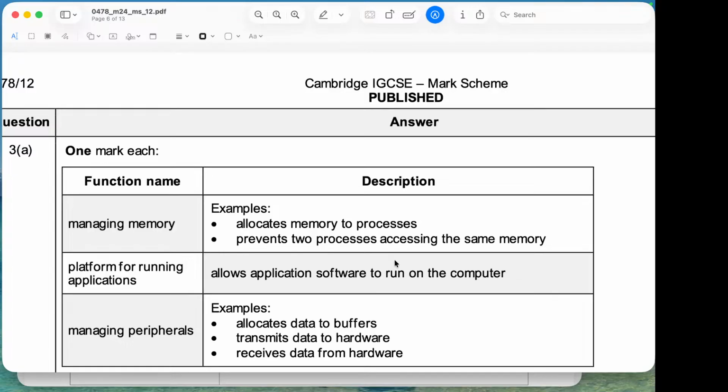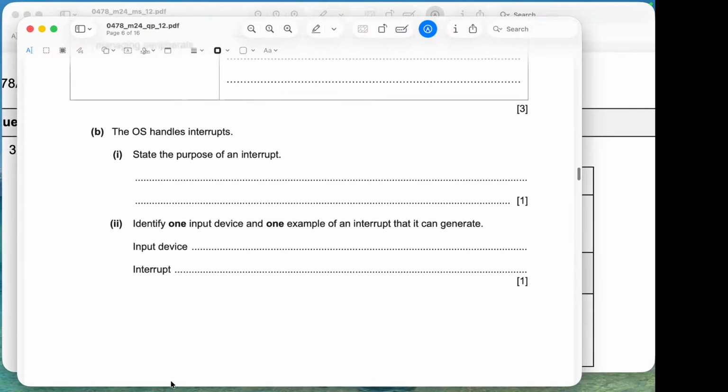Well, it allocates data to buffers, transmits data to hardware. So for peripherals like, for example, a printer or a scanner, it transmits data to the printer, receives data from the printer or the scanner. That's what it's on about there. Yeah, so a bit of a weird one, that one. But they do like this style of question very much now. There's usually one in each one.